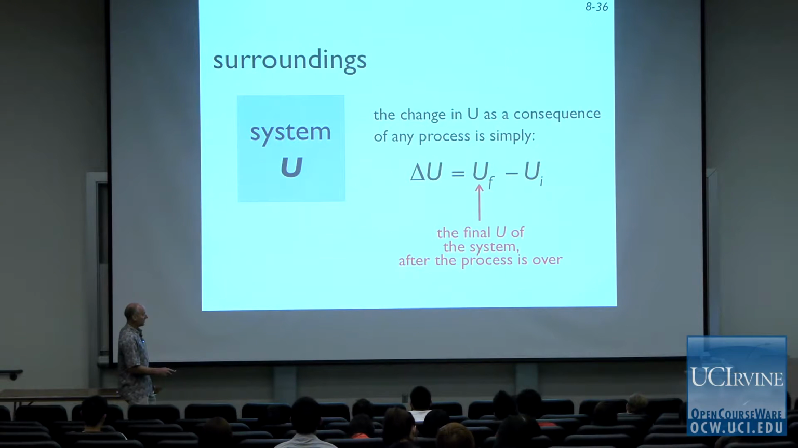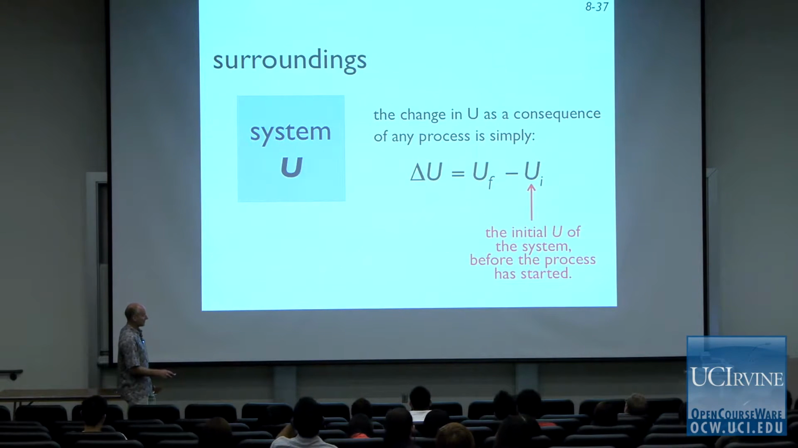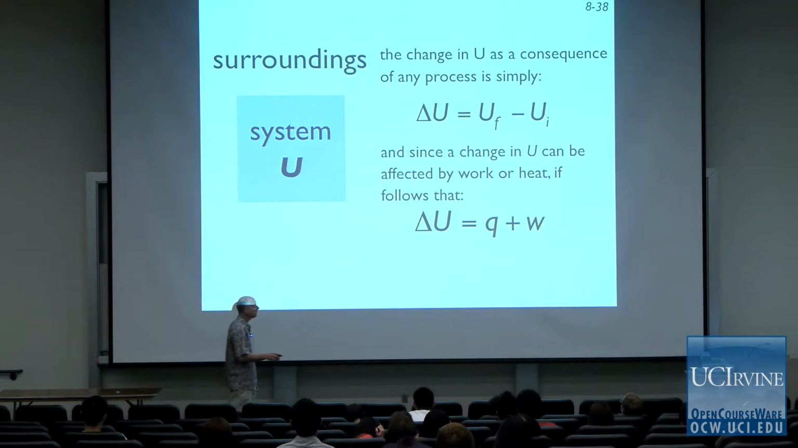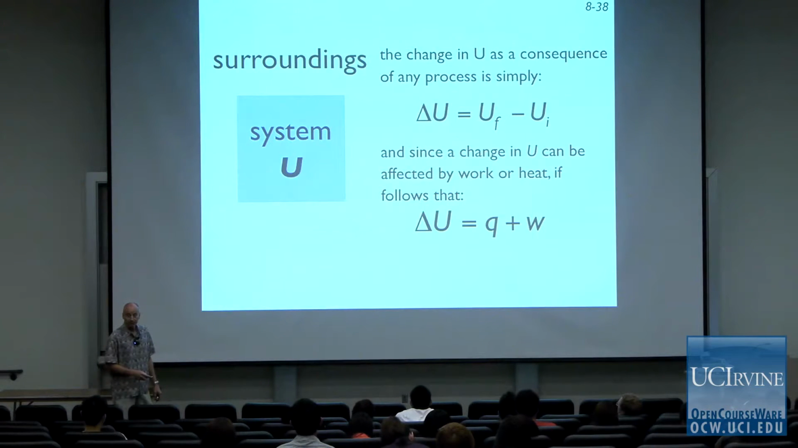Yes, it's the final U of the system after the process. Yes, that's the initial. And since a change in U can be affected by work or heat, it follows that the change in U is equal to Q plus W. That's the only way energy can enter or exit the system, in terms of heat or work. Those are our two options. If Q is positive and W is positive, then the internal energy of the system is going to get bigger.